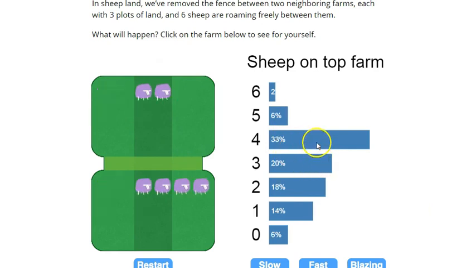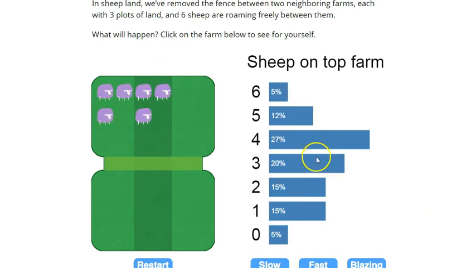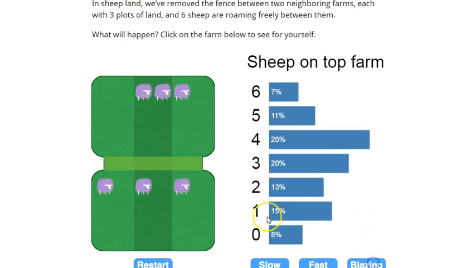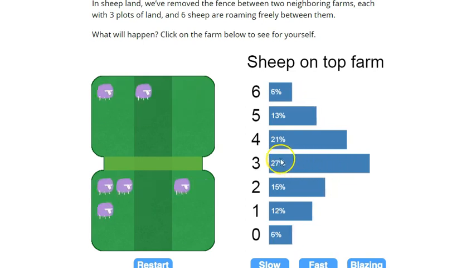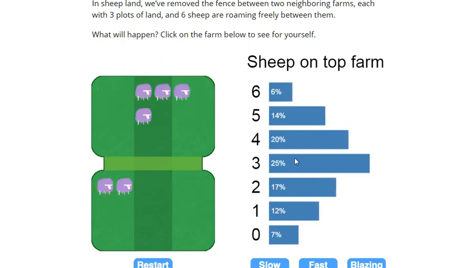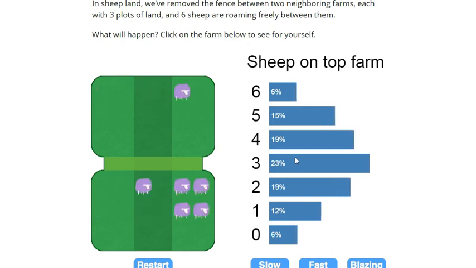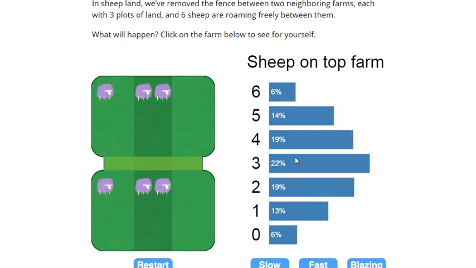Eventually, it kind of emerges that it's more likely that you're going to have somewhere in the middle number of sheep on the farm. And I'm going to get even more data. Eventually, 3 becomes the most likely possibility. Imagine rolling a dice. You're more likely to get 7 if you're rolling 2 dice, because there's more possibilities of getting 7. There's only one possibility of getting 12, right? 6 and 6. But there's multiple possibilities of getting 7. And so you're more likely to get 7, just like you're more likely to get 3 here.